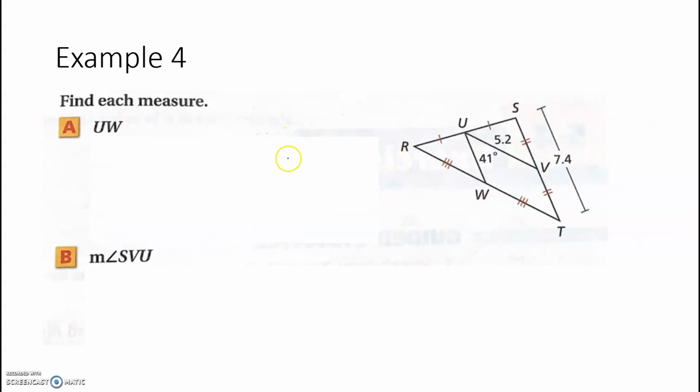All right, last problem. We're going to do it the same way. So we want UW. All right, so we look here. And they tell me this is 7.4. Remember, all we have to do is cut it in half to get that midsegment. So we take 7.4 and cut it in half, and we get 3.7.